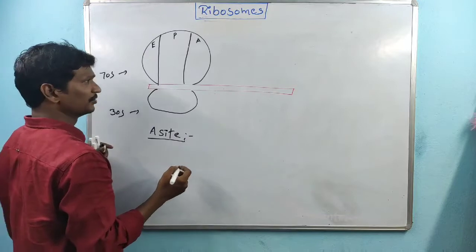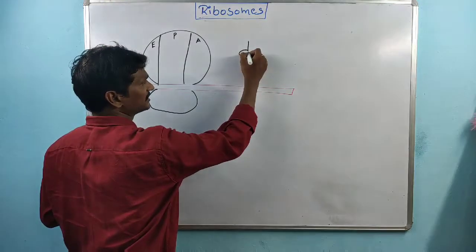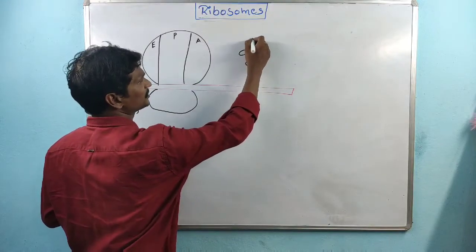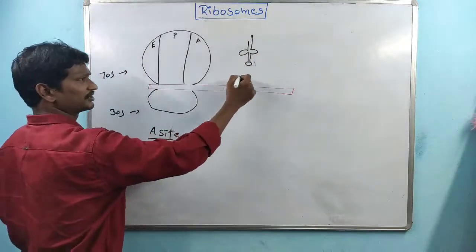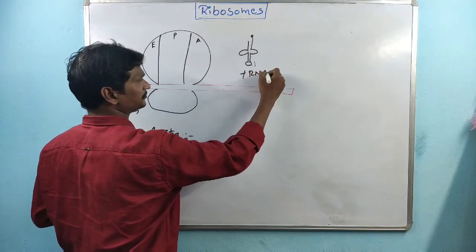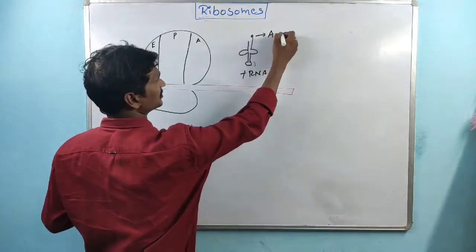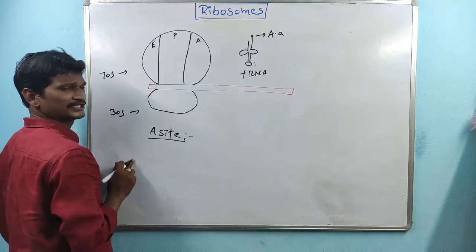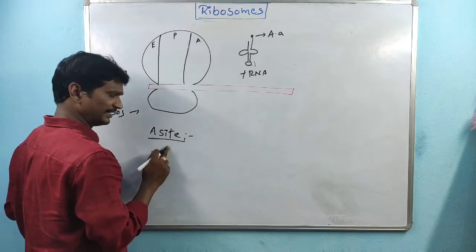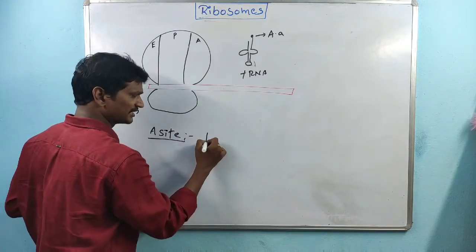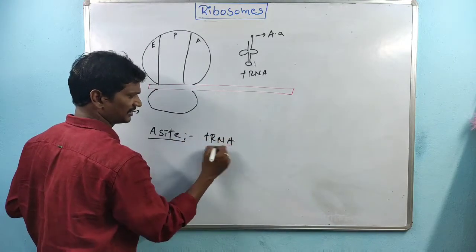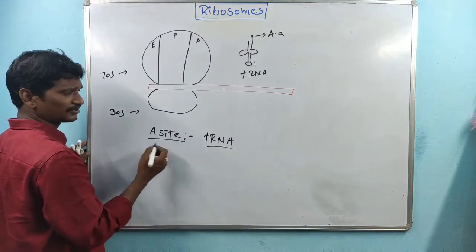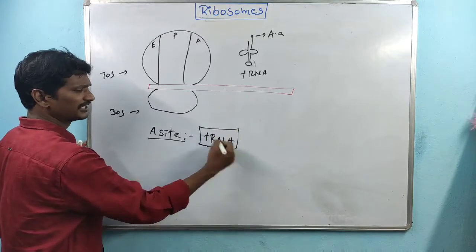The A site indicates where the tRNA is. This is the structure of the tRNA, and this is the amino acid. The tRNA comes and binds at the A site. So at the A site, tRNA is bound. Here the A site supports the binding of tRNA.